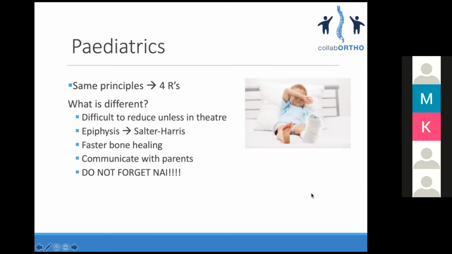The other thing with pediatric fractures is that children heal a lot faster than adults. And whenever you see a child with a fracture, always in the back of your mind, think of non-accidental injury. Obviously, you take the history into consideration, where the fracture is, and liaise with the paediatric team if you're concerned.